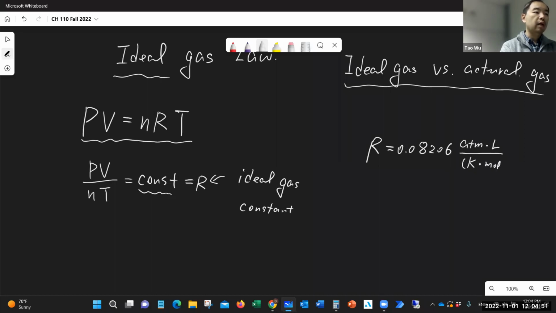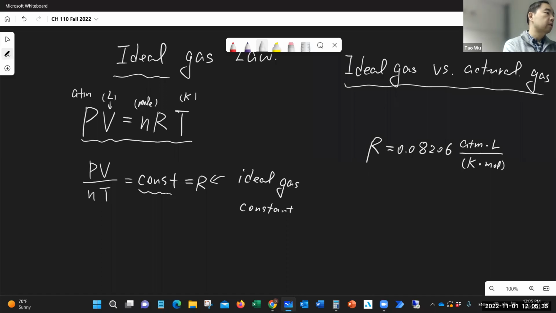Okay, so that is the unit we're using. And that means when you're using this equation, PV equals nRT, you have to stick with the units over there. Otherwise, you cannot use the constant here. That's why for the pressure you have to use atmosphere, for the volume you have to use liter, for the moles of gas you have to use mole, and for temperature you have to use Kelvin.